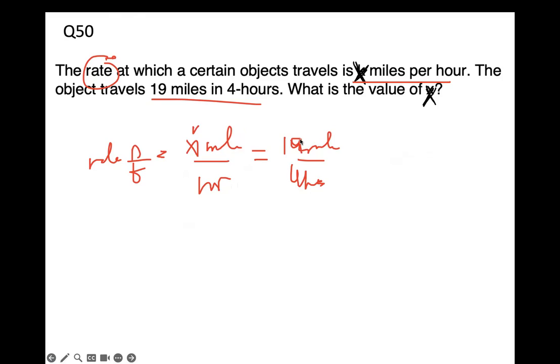You don't have to make it fancy. You will be tempted to change certain things, but don't. You know it. They're just trying to disturb you and trap you. So the answer choice is going to be 4.75 miles per hour. That's what they ask you. 4.75 based on that.